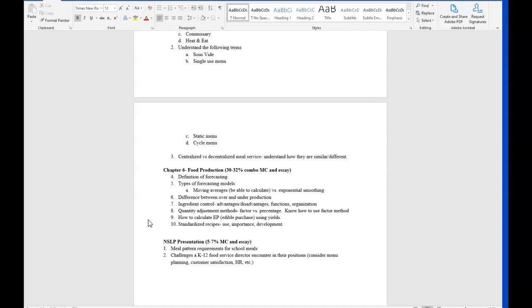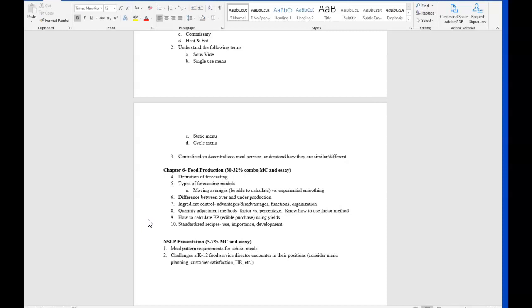And be able to understand the difference between over and under production and where it is valuable or could be detrimental to a food production facility. You have ingredient control, so why you'd want to have ingredient control in place, some advantages and disadvantages, what functions it plays, and what kind of things you need in an ingredient control room.